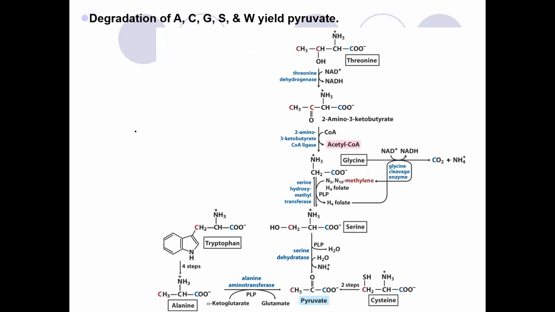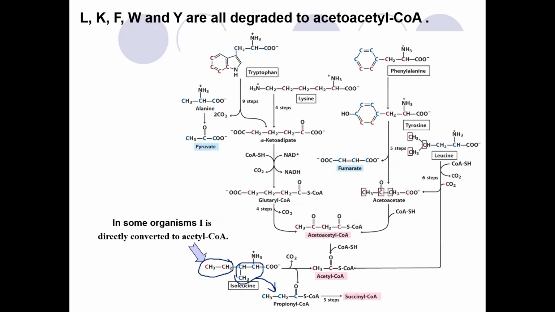Alanine, cysteine, glycine, serine, and part of tryptophan get converted to pyruvate. With tryptophan, essentially this piece right here gets converted to pyruvate. You can see here, you just get rid of this. You can take this off, you get alanine. You get rid of this, you have pyruvate. That's where your pyruvate comes from. The rest of this essentially, that's what's going to happen here.